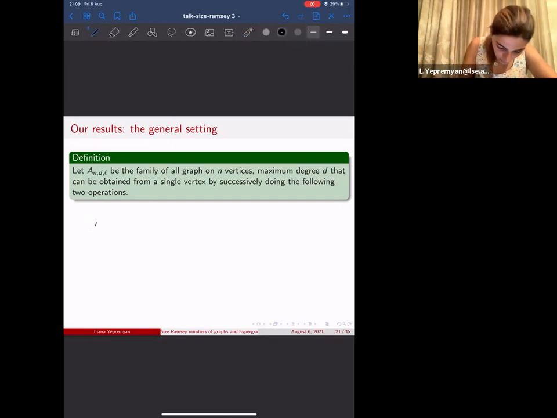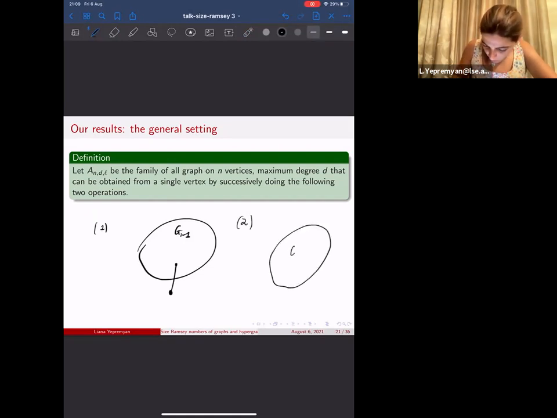The first one is, if I have the graph G_{i-1}, I just add a leaf to it. And the second operation is that if I have G_{i-1}, then I take two vertices of it and I add a path, where I add L new vertices to make this path.